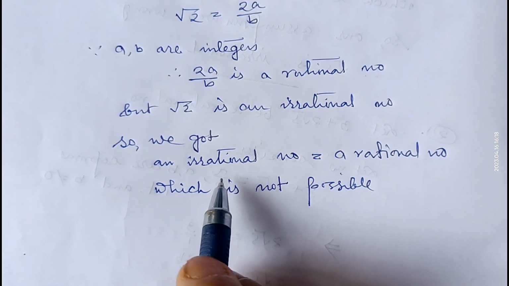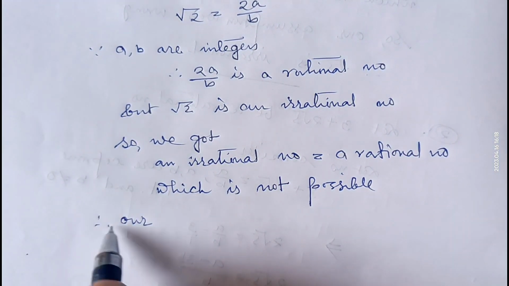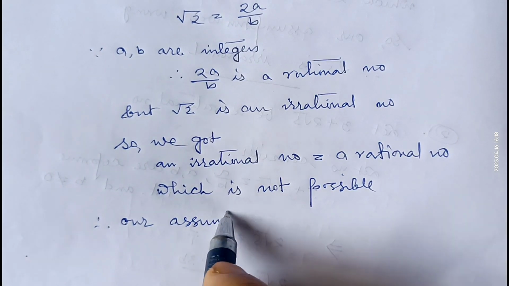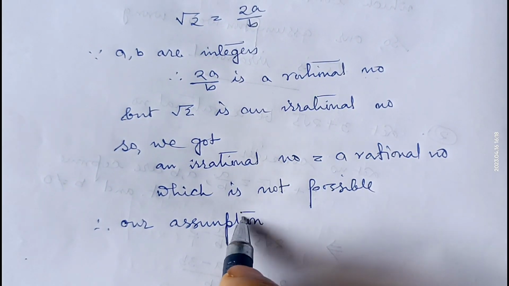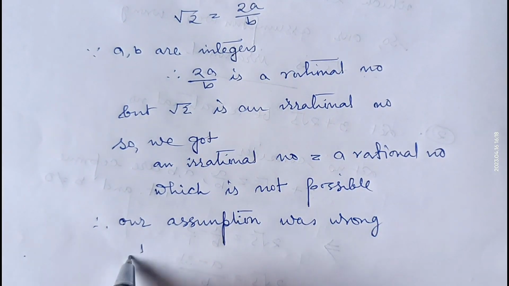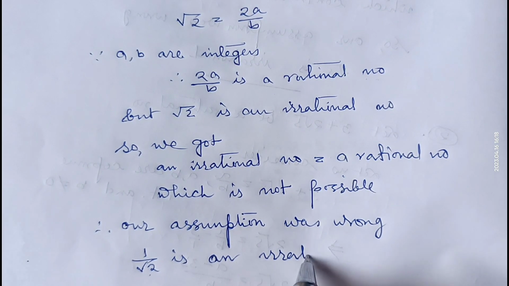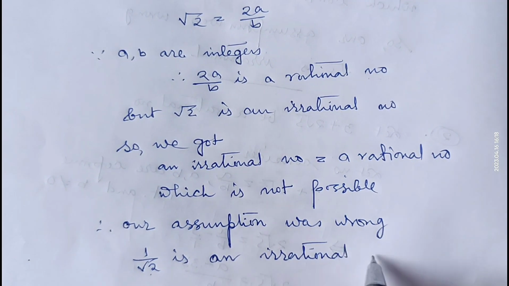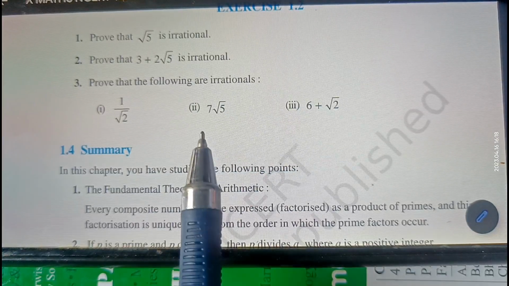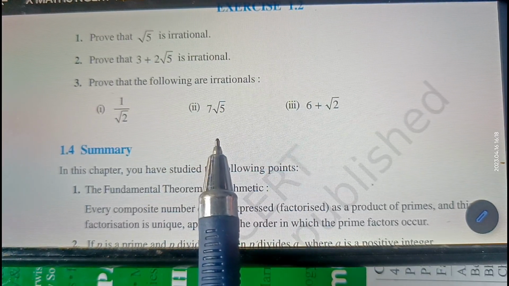Since we got this incorrect statement, that means our assumption was wrong. Therefore 1 by root 2 is an irrational number. I hope the second and third parts of question number 3 you can do yourself.